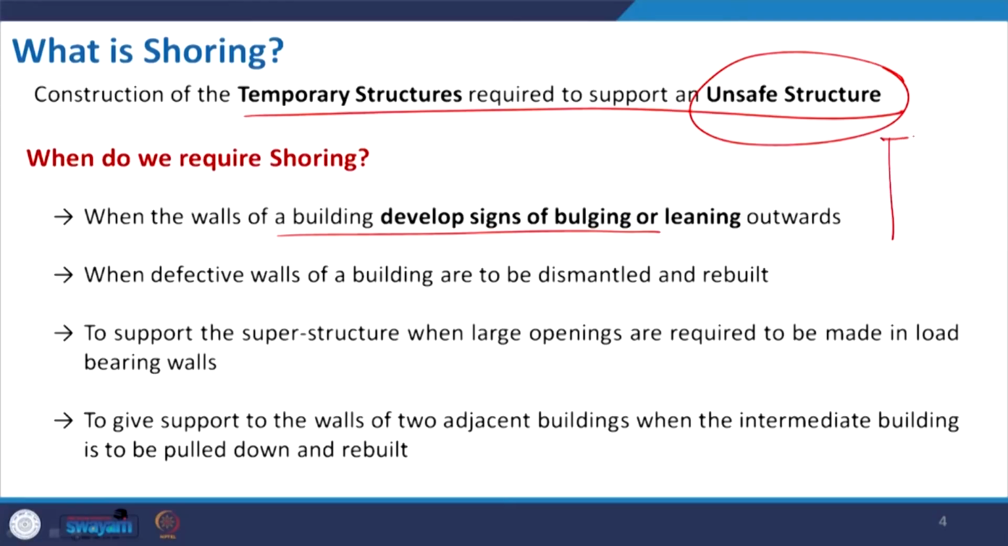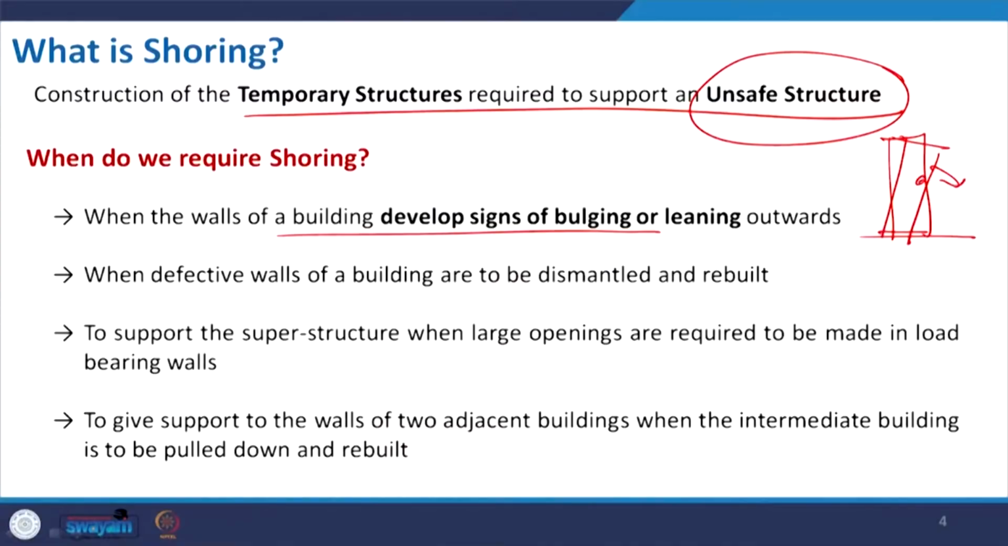Suppose we see a building where the structure is too old, or maybe due to faulty construction, or due to unequal settlement underground. So the building will have a tendency to tilt outward, or maybe a part of the building is leaning as if it will fall.